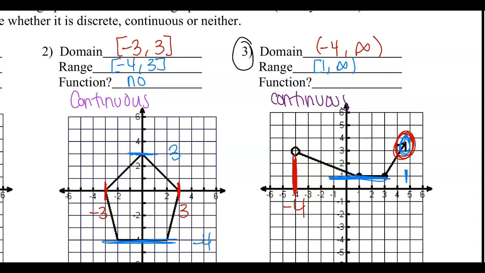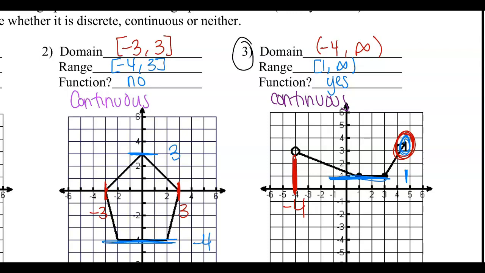And then the last piece is the function. Is this a function or not? Okay, well, let's draw some vertical lines throughout this graph. I don't see any of these lines hitting the graph more than once, so yes, this will be a function, even though we have some open circles.